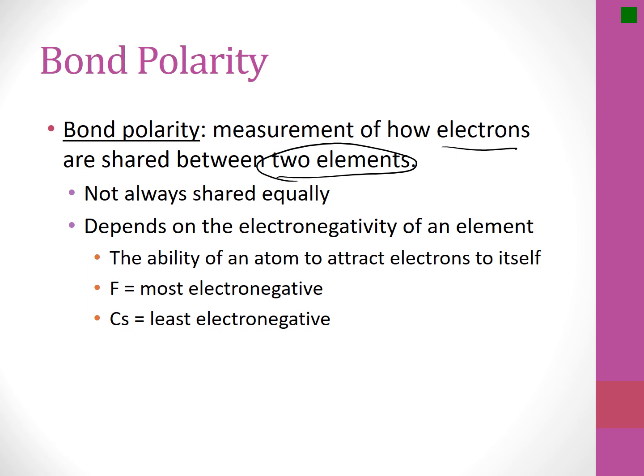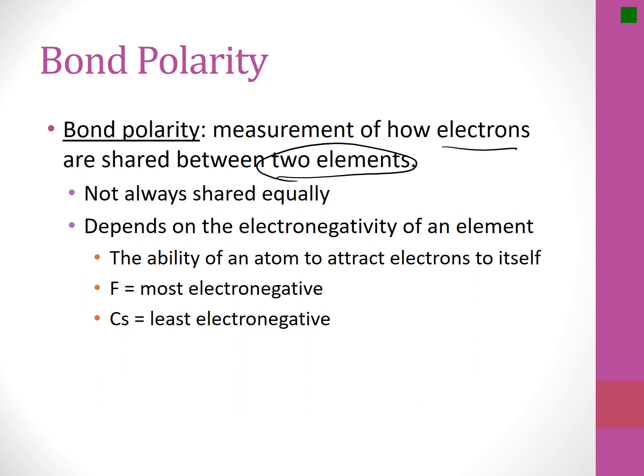And what's true about everything is it's not always shared equally. So pretend like you and your sibling are sharing a car. You may get it 90% of the time and they get it 10%. So technically you're sharing, but is it equal? No. And how do you determine for a bond how these electrons are being shared, whether it's equally or unequally?